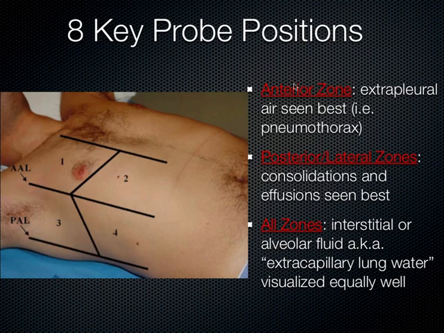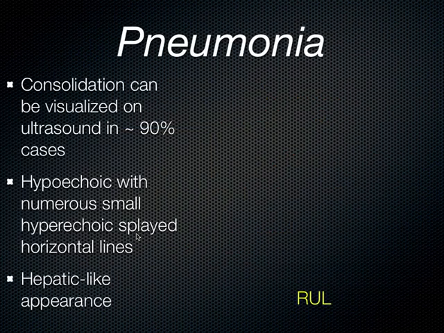The anterior zone is where the pneumothorax was better seen. So it's these zones back here that we're really going to be focused on looking for consolidations. And a consolidation or pneumonia can be seen on ultrasound up to 90% of cases.